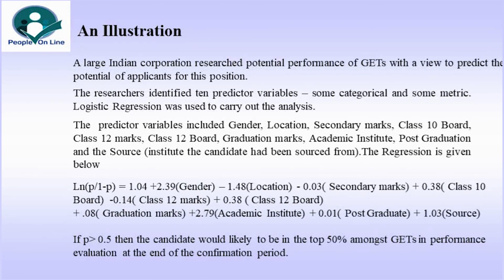The value of P was computed for each incumbent by filling in the personal details. If the p-value was greater than 0.5, then the candidate was likely to be in the top 50% among GTs in performance evaluation at the end of the confirmation period. Now, if p was less than 0.5, then the candidate would likely be in the lower half of the performance evaluation spectrum.